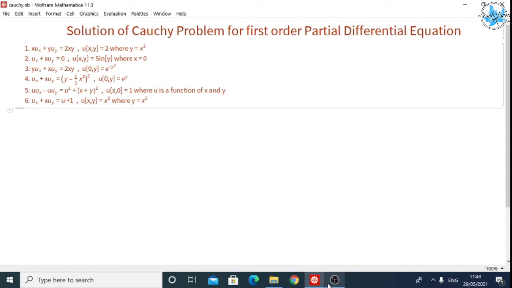Similarly, my second equation is ux plus x uy equals 0, where my condition is given as u of x comma y equals sine y, where x equals 0. My third equation is y ux plus x uy equals 2xy, with u of 0 comma y equals e raised to power minus y square.